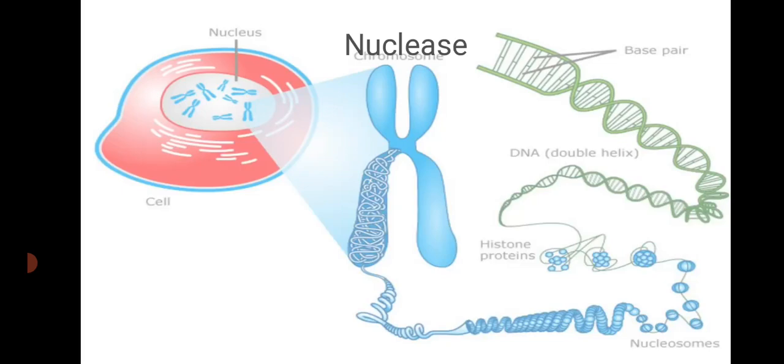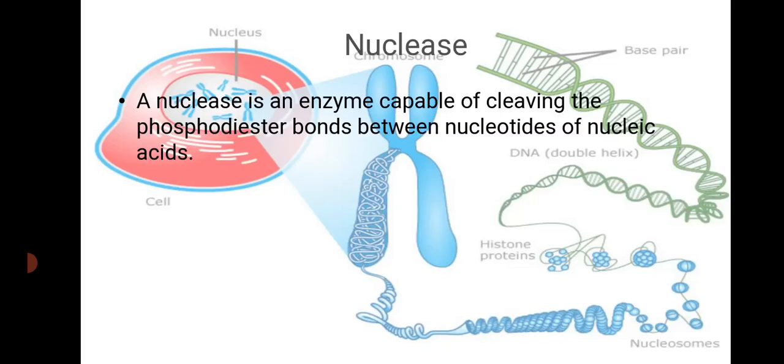In this video, we will talk about nucleases, which are called molecular scissors. Nucleases are enzymes which are capable of cleaving the phosphodiester bond between nucleotides of nucleic acid.